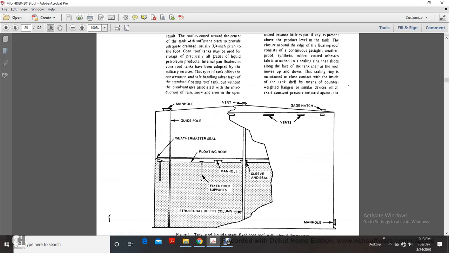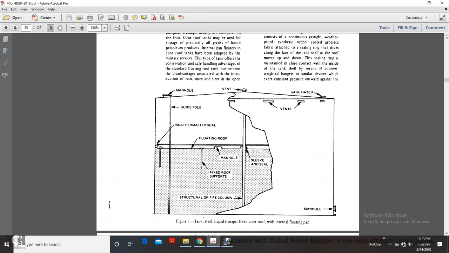And then it shows figure 1, the tank, steel, liquid storage, fixed cone roof and internal floating roof. You have your manhole, you have a guide pole with a Weathermaster steel floating roof, manhole, fixed roof support, structural pipe column, sleeve and seal, vents, and gauge hatch and vent.